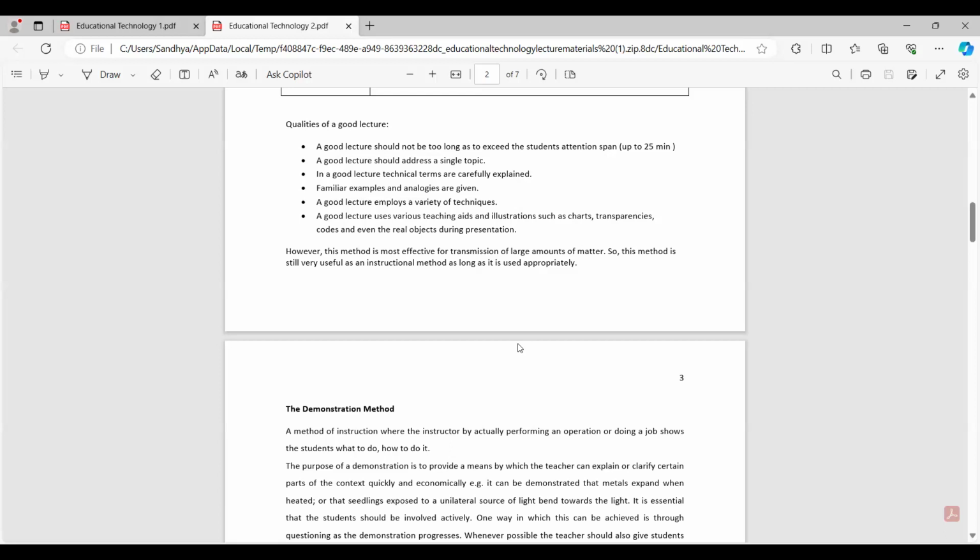How to make the lecture method a more effective one? It should address a single topic at a time. Okay. Then what else? A good lecture should use various teaching aids and illustrations. Very good. Then, in a good lecture, technical terms are explained carefully.